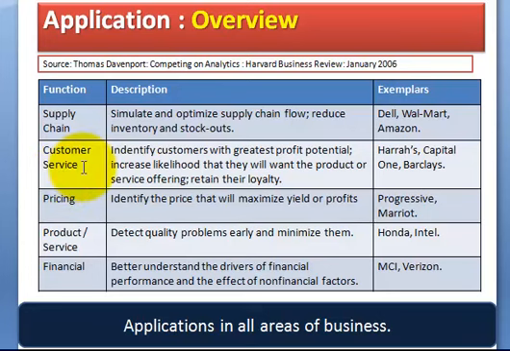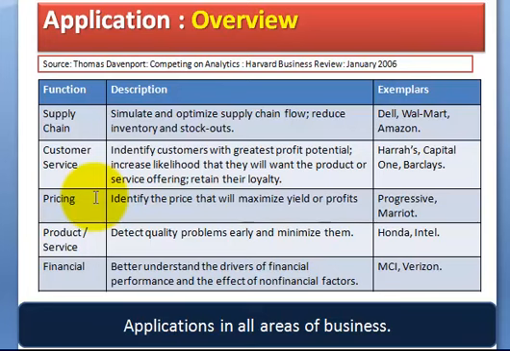Customer service. Big opportunity to identify which customers are my most profitable customers. Not all customers generate the same level of profit. And how do I increase the likelihood that they'll purchase our new product? Or how do I manage my sales force so that they're making the right sales calls with the right products? So I retain that customer loyalty. Again, a lot of good examples, like Harrods and others. Pricing decisions: how to identify the price that maximizes yields or profits. Some folks like Progressive Insurance, Marriott Hotels. We'll do some examples on overbooking.